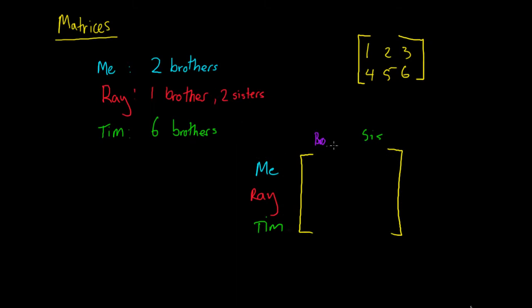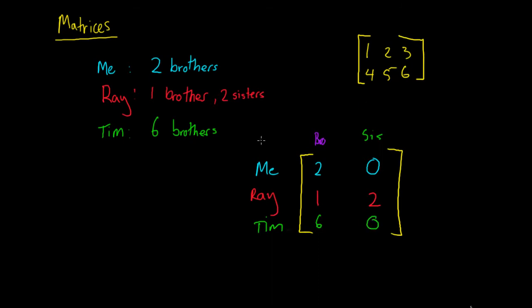So we know for myself, I have 2 brothers, but I have no sisters. So we're getting this 2 and 0. Ray has 1 brother and 2 sisters. So we'd write that down here. We'd say Ray has 1 brother, and then he's going to have 2 sisters. Tim has 6 brothers, but he has no sisters.